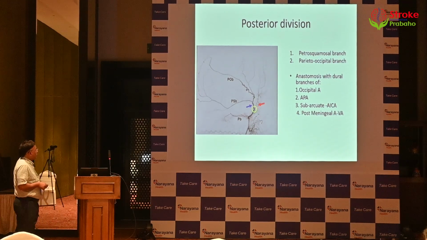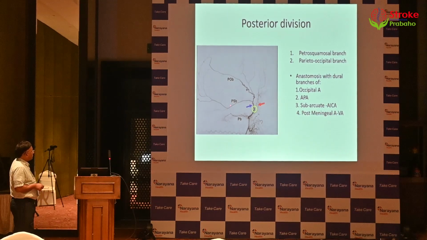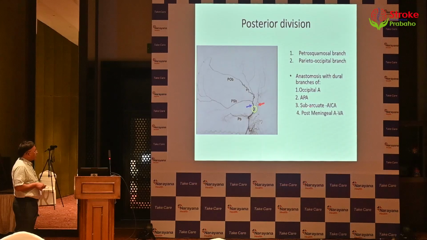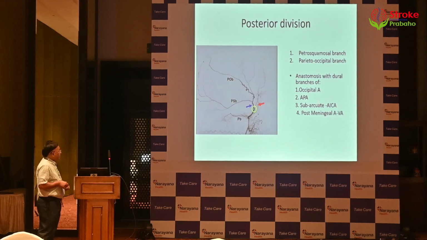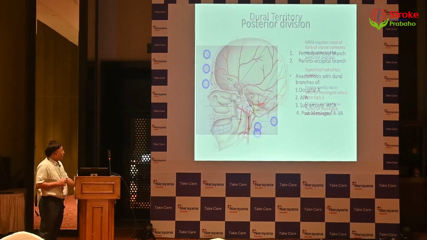So coming to the posterior division, it has the petrosquamous branch and the parieto-occipital branch, and this branch division of the middle meningeal artery anastomoses with all the posterior branches of the ECA. There is the occipital artery and the ascending pharyngeal artery, but at the same time it also anastomoses with the subarcuate branches of the AICA and the posterior meningeal artery of the vertebral artery. So these are all the connections of the posterior division of the dural artery, and so you have to be very careful even with these anastomotic channels.